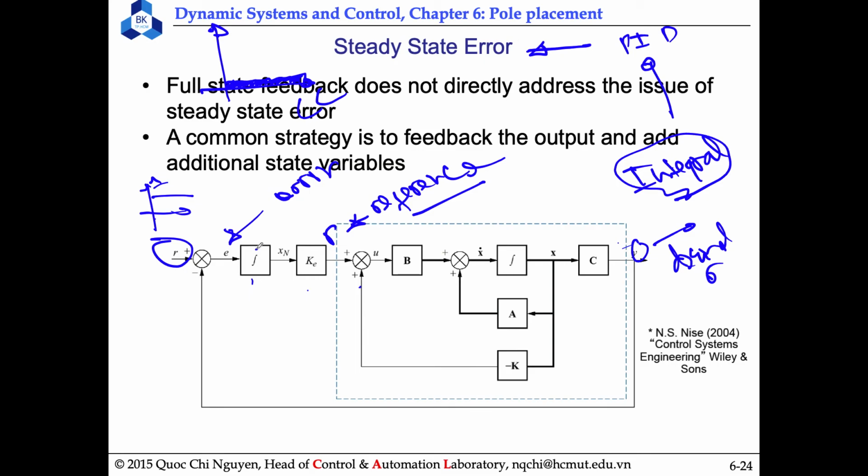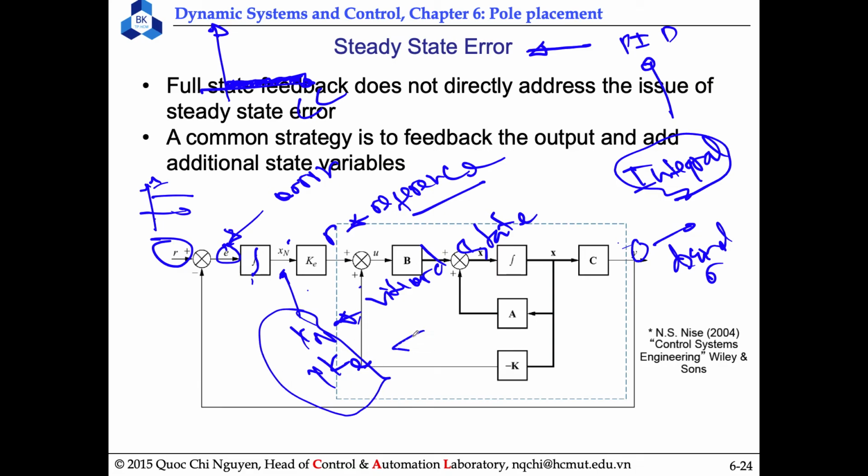We put the integral here to accumulate errors, and this becomes the Sn. We name Sn the virtual state, and with the virtual state we also multiply with the Ke. Ke is the new control gain.